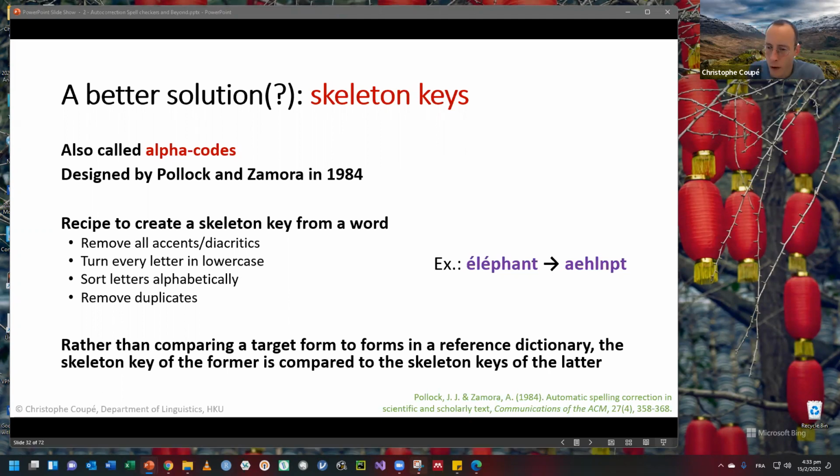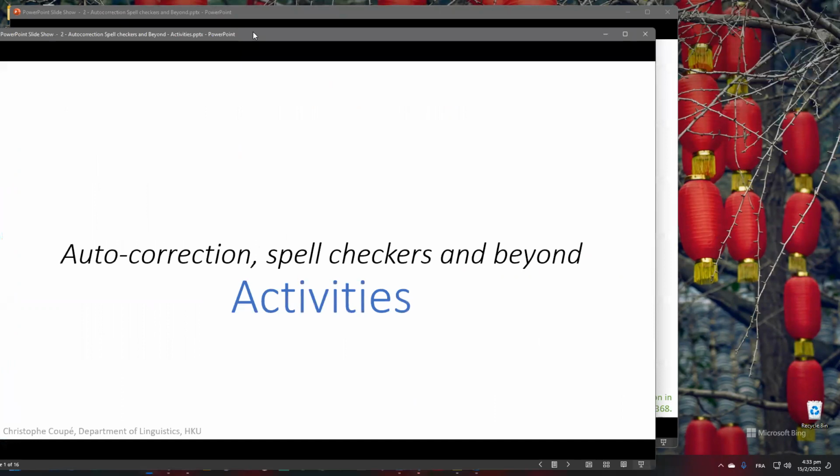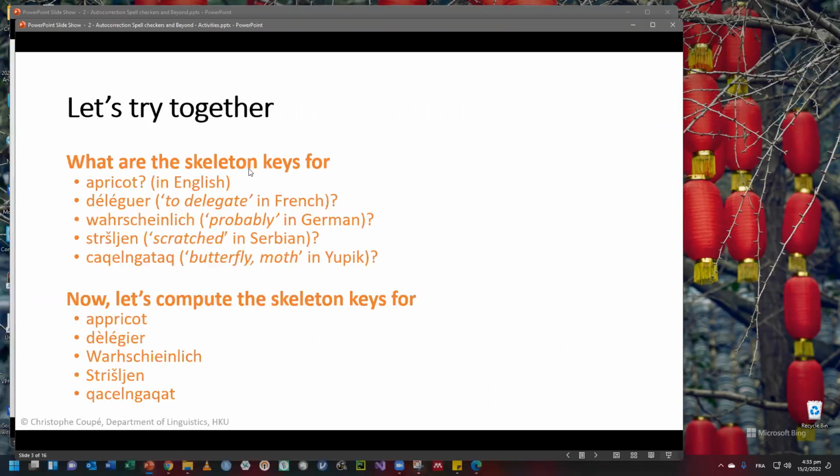I'm going to ask you something. I would like you to compute the skeleton keys for 5 words in 5 different languages. And then once you are done, you can type them in the chat, and then we can see.